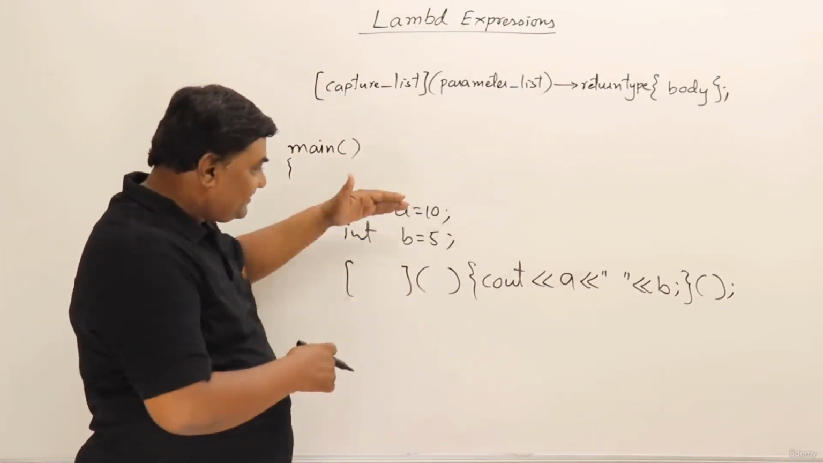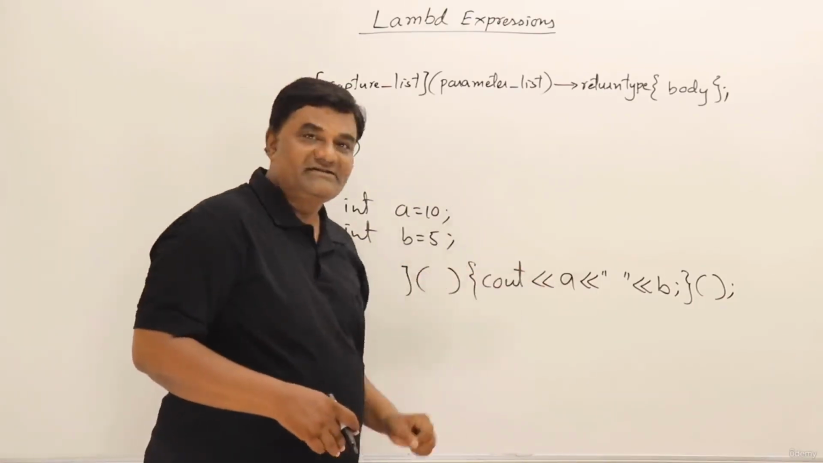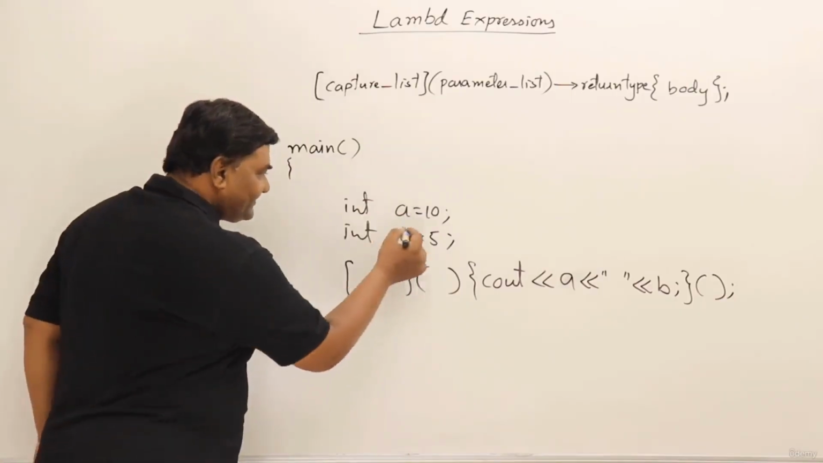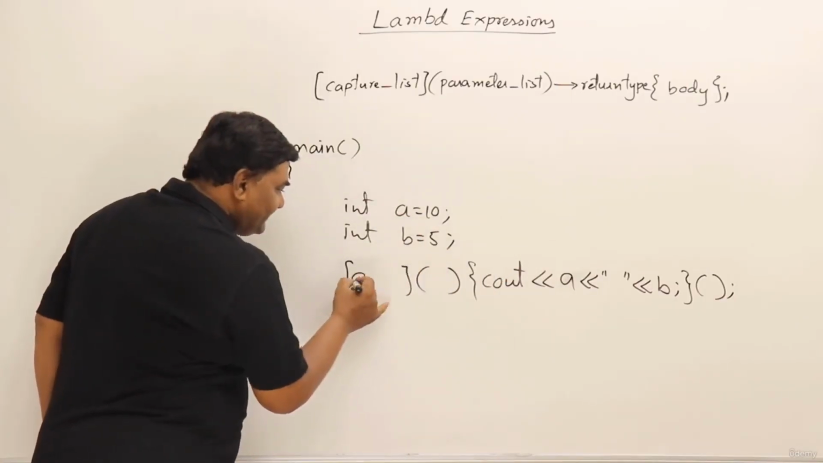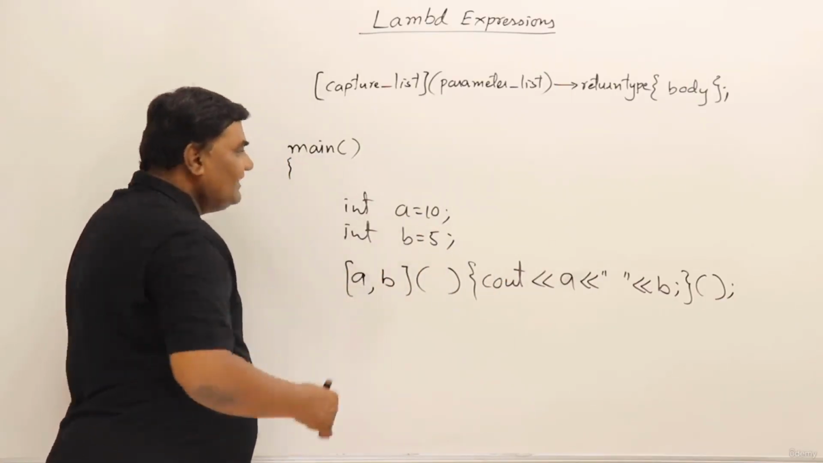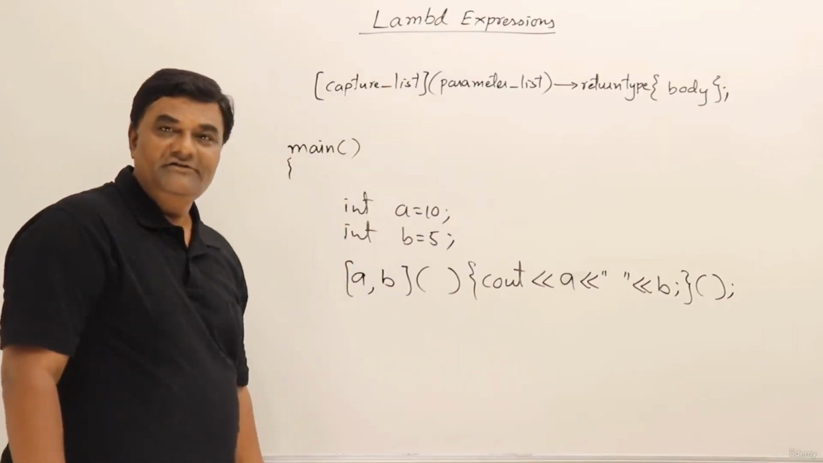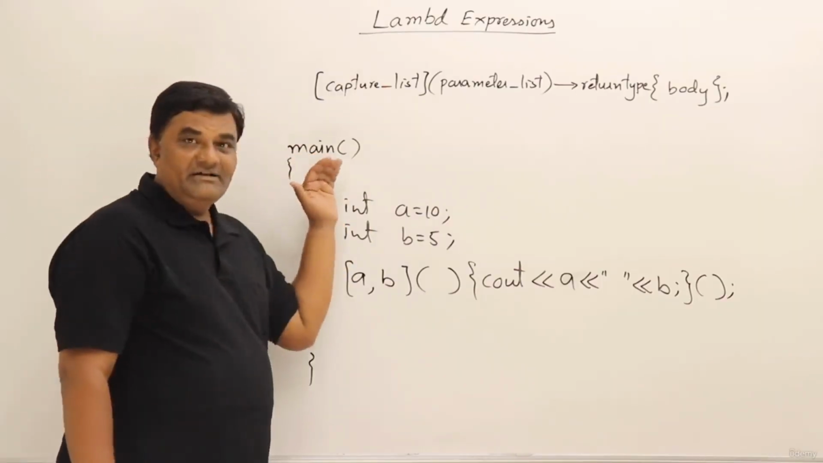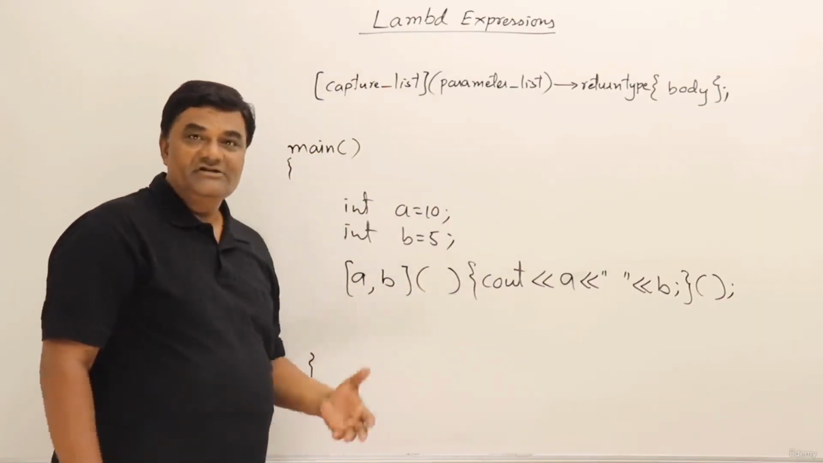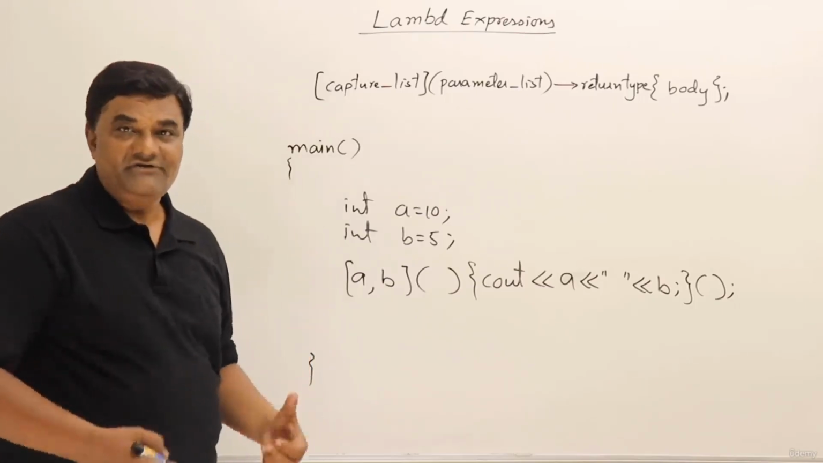We have to capture these variables. They are not accessible. So how to prepare the capture list? a and b should be accessible here. So let us say a and b. Now they are accessible. Now they will be displayed. See, inside the main function we are defining an unnamed function, so it is more like a nested function.